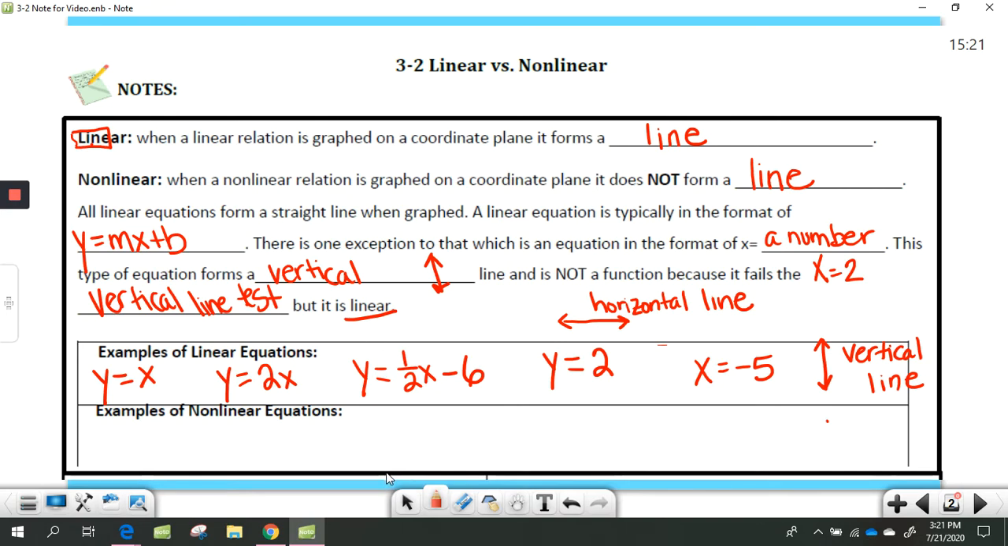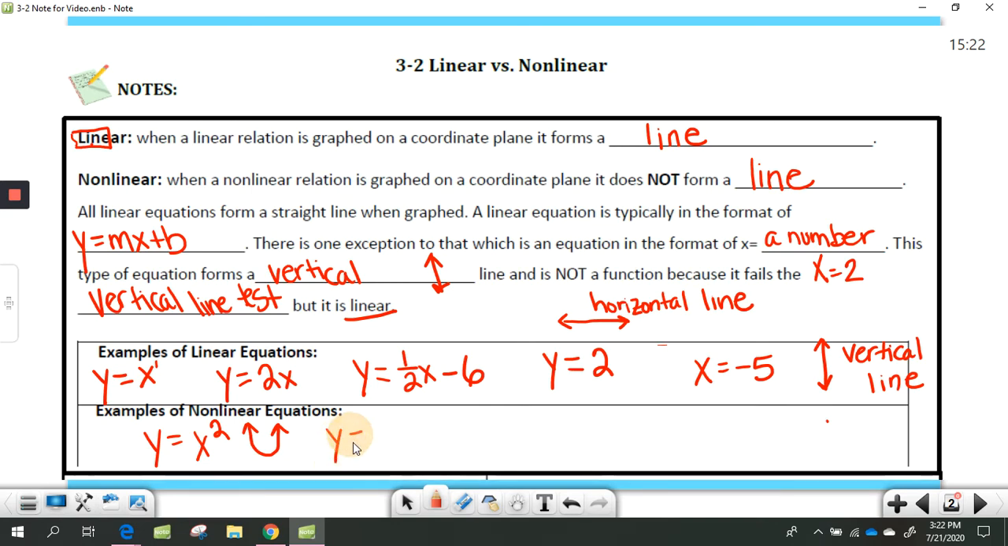Examples of nonlinear equations include y equals x squared. So we have a power greater than 1, because back on the linear equation, the power on this x is an understood 1. Here we have a power of 2. That would not create a line. That actually creates a U-shaped parabola. That could also have a coefficient on it, and it could have a constant attached to it. It still would create a parabola, which is not linear.